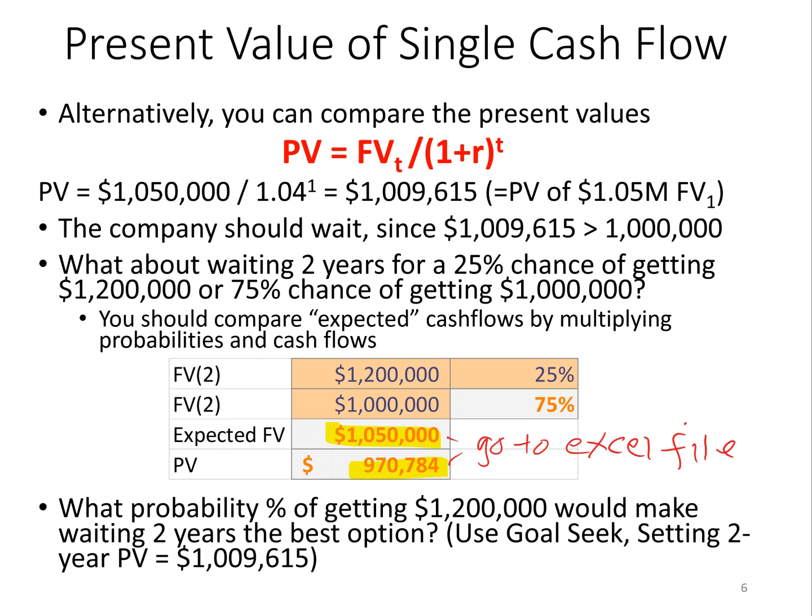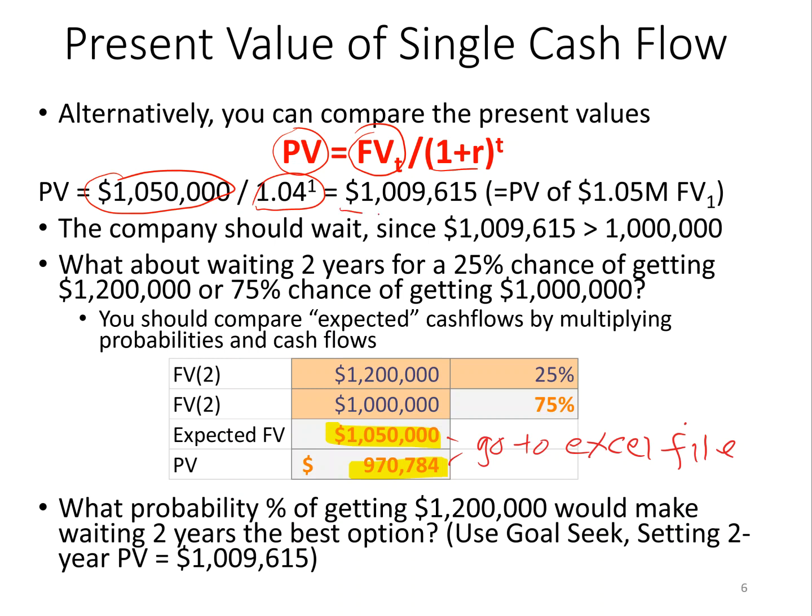But you can do it the other way. This is actually the more common way to do it: convert them both to present values. If I can get $1.05 million next year, how does that compare to $1 million received today on the first offer? I'll rearrange the formula from the last slide and say the present value of a payment is equal to the future value of the payment, the $1.05 million received next year, divided by 1 plus r to the t power. So I'll take my $1.05 million and divide by 1.04 to the first power.